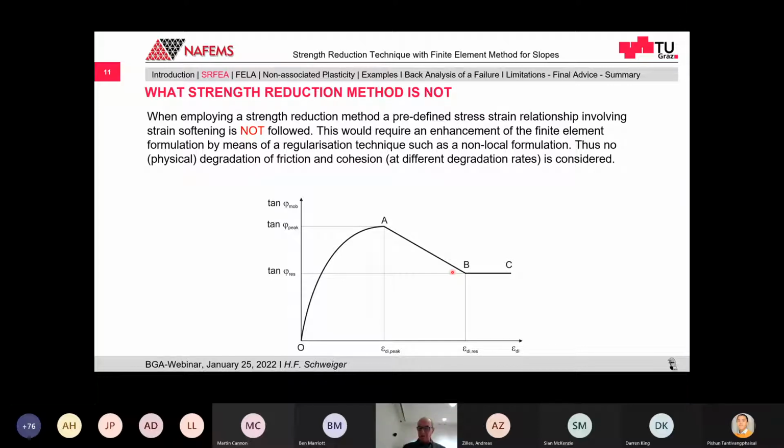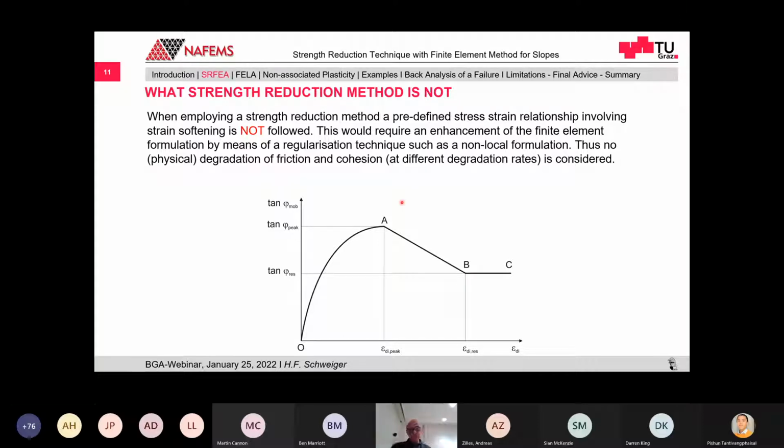at another deviatoric strain. So here you really follow a stress strain curve, but that is not so easy to do in finite elements, because you will get a severe mesh dependency if you do that. So that means you have to enhance your finite element formulation by what we call a regularization technique, such as a non-local formulation or others.